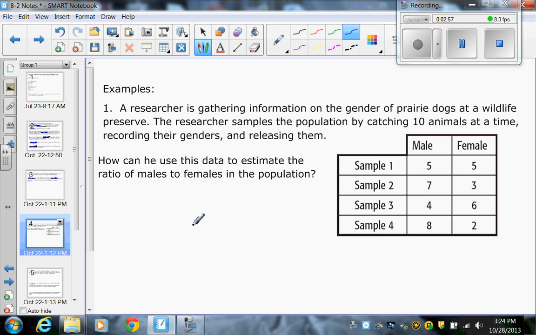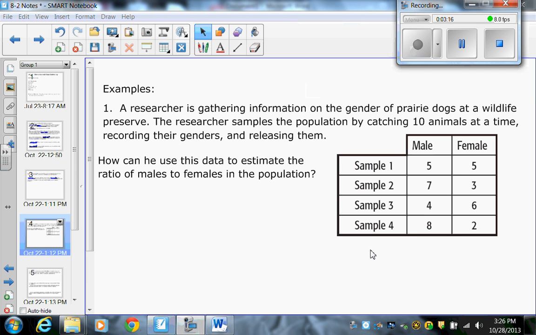Example 1. A researcher is gathering information on the gender of prairie dogs at a wildlife preserve. The researcher samples the population by catching 10 animals at a time, recording their genders, and releasing them. How can you use this data to estimate the ratio of males to females in this population?